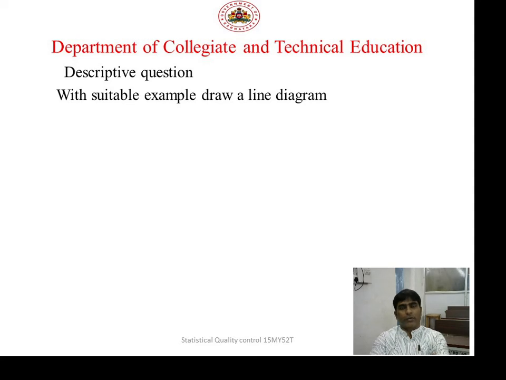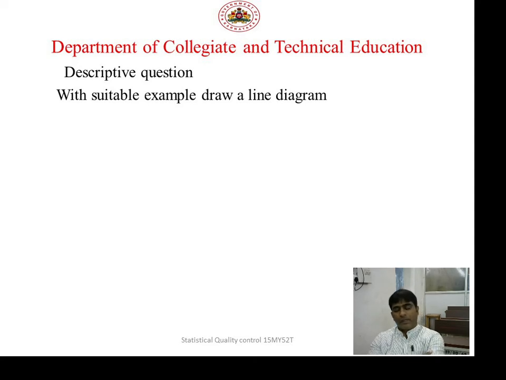In a line diagram you are drawing straight lines, so that the frequency will be clearly indicated. That is a descriptive question for all the students. We should write it and submit it. So draw a line diagram with a suitable example. You can take whatever example you want so that you can draw it.